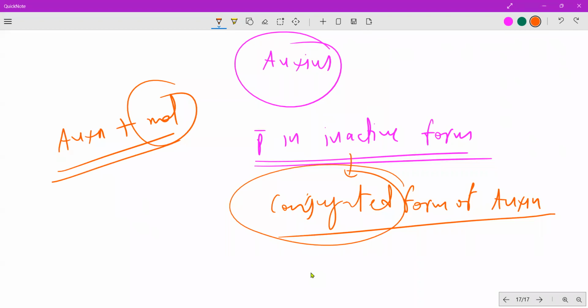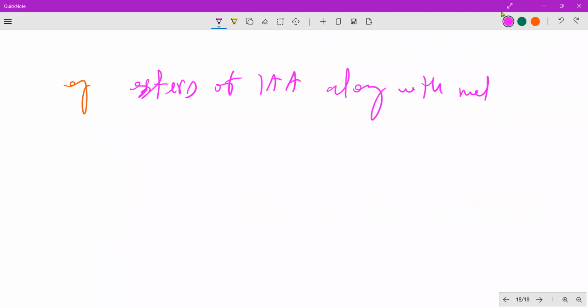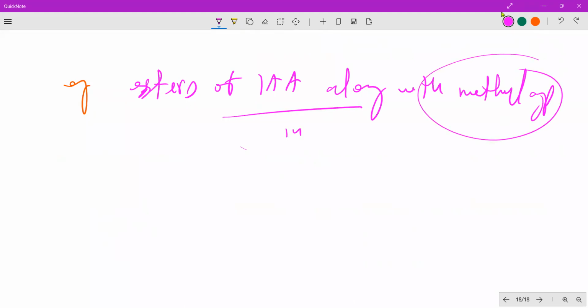And for example, ये जो conjugated, some of the examples of the conjugated form. Let us see some examples. जैसे देखते हैं, in plants we have esters of IAA along with methyl group. Now this is a conjugated form of auxin. So this is a conjugated form and this is an inactive form of auxin. Similarly, we have esters of IAA along with glucose. This is also a conjugated form of auxin, which is also inactive.